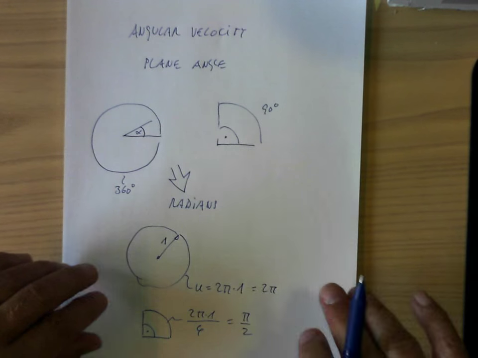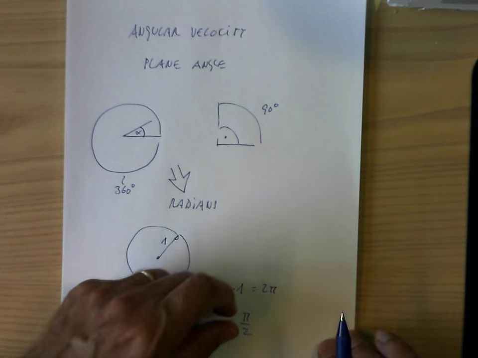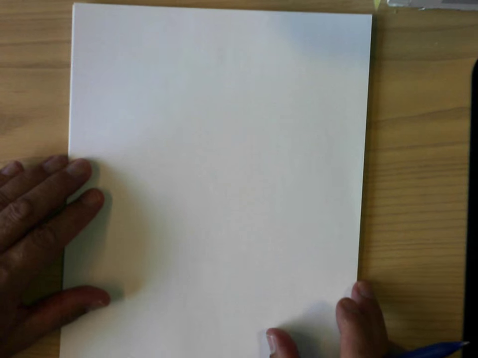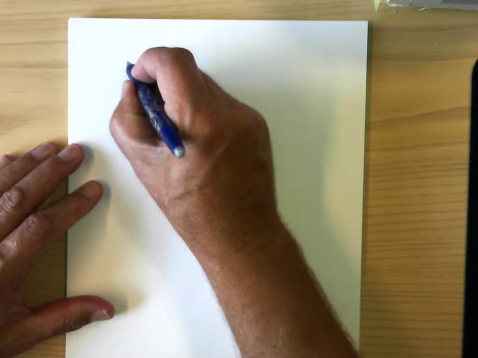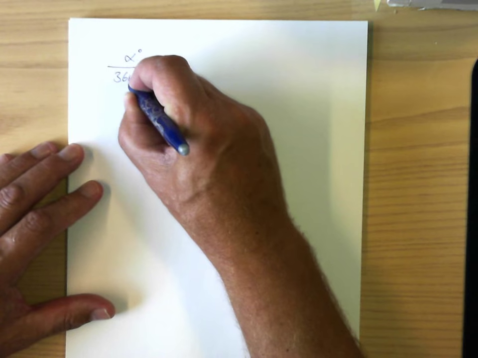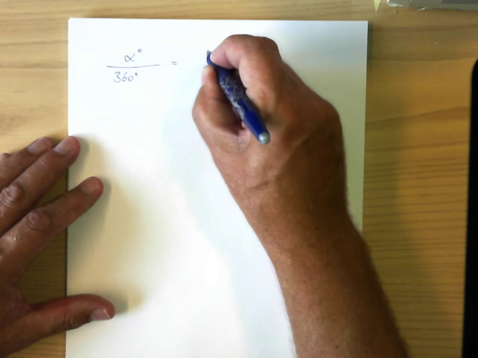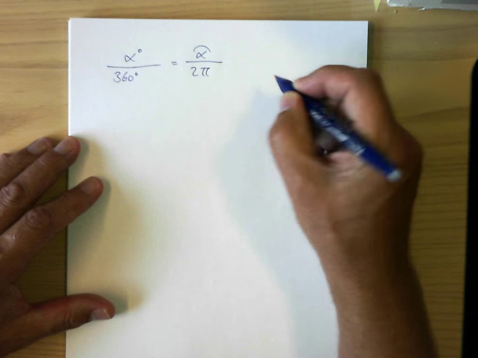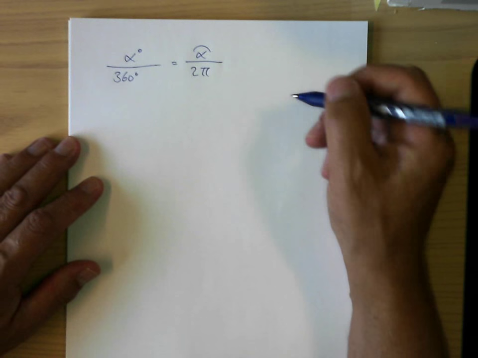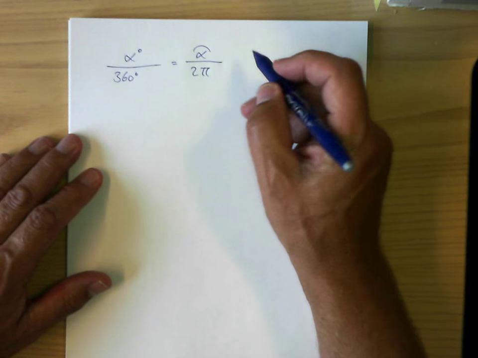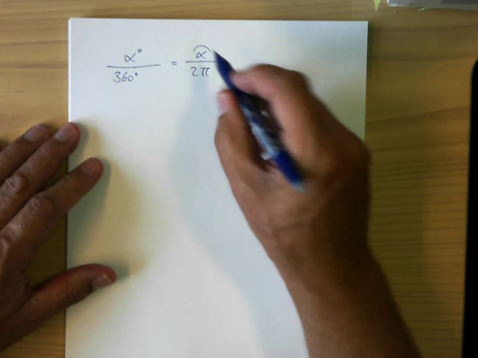How do I calculate this if I want to come from one description to the other description? I suggested to make it in this way. We write down alpha in degrees divided by 360 degrees is the same as alpha as a radian divided by 2 pi. If I then start with the degree information, I can calculate the same result for the radian description.